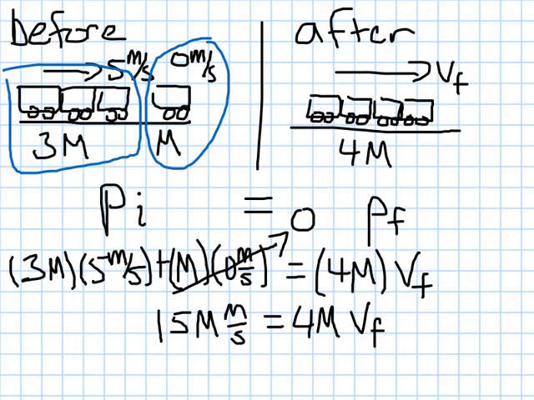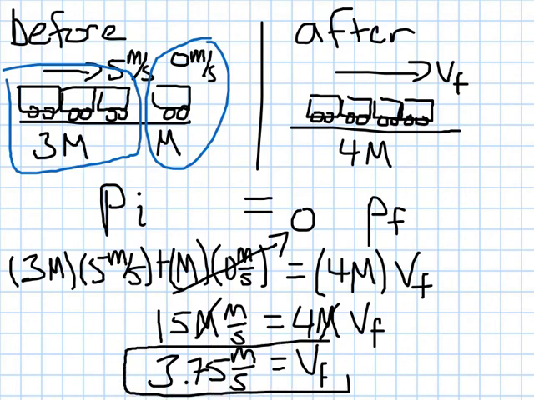Now the m's on each side, we can divide by an m on each side. Those will cancel out. And so as my final step, I divide the 15 by 4, and I find V final is equal to 3.75 meters per second.